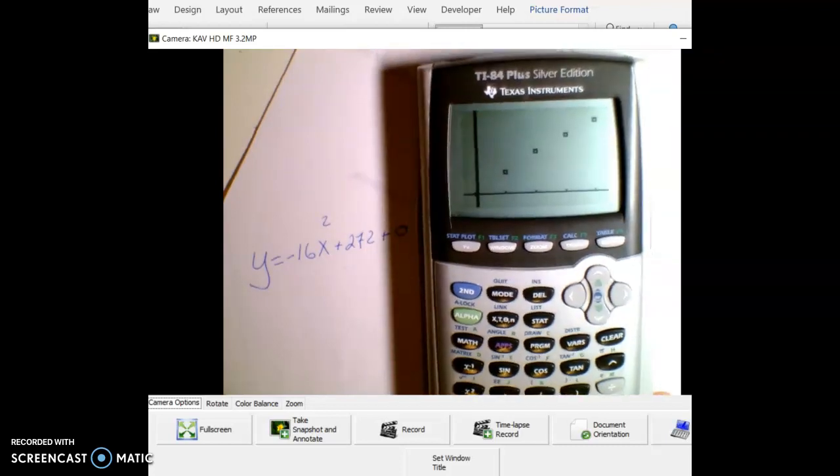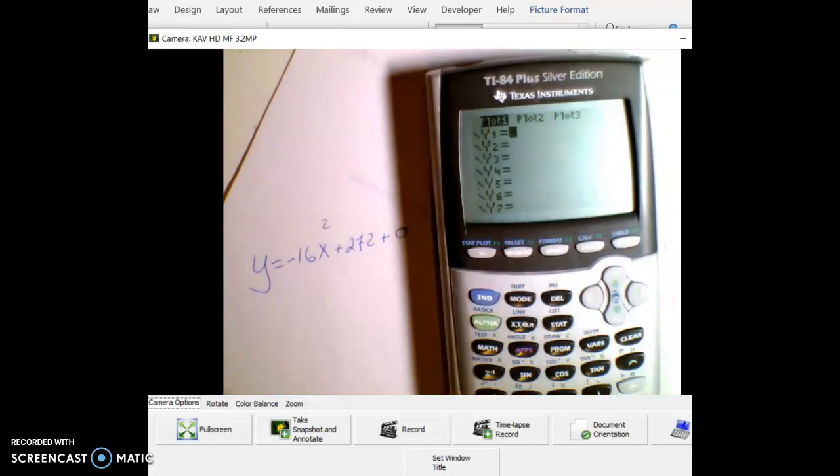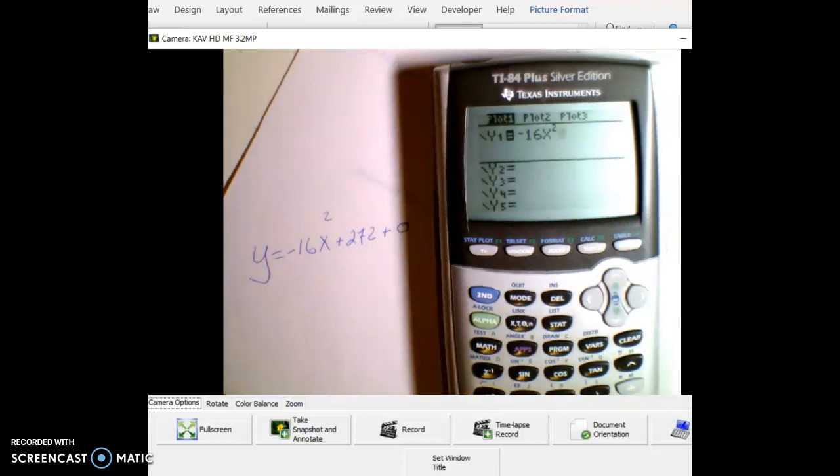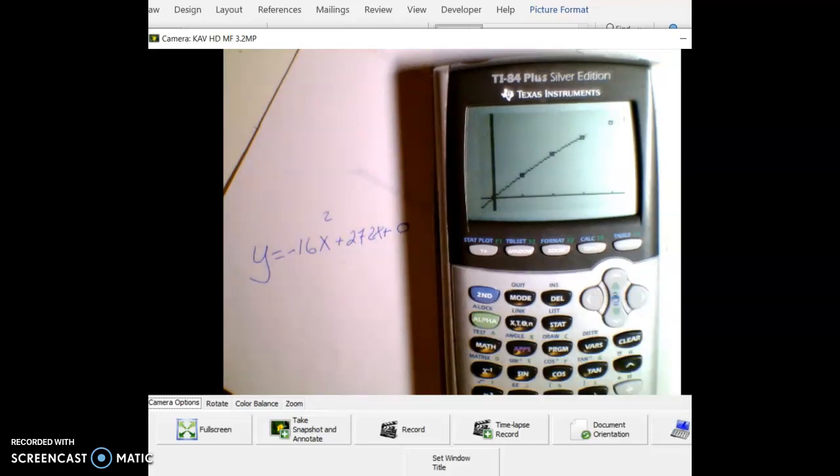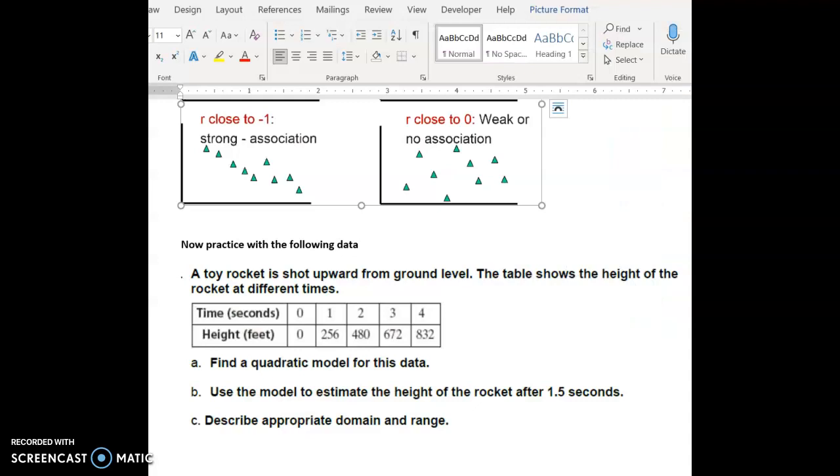So I'm going to try putting that equation in. I'm going to go to y equals, and I'm going to put negative 16x squared plus 272. Oops, I'm missing the x. And I don't need the plus 0. And I'm going to graph that now. And it looks like it fits. So you can see that it is starting to curve. So the negative 16 is telling me that it's curving down. Okay, so let's see if we can answer some of the questions now that we have that graph.